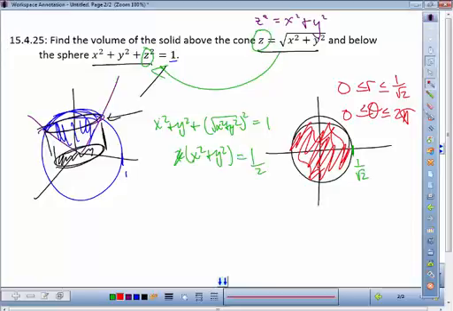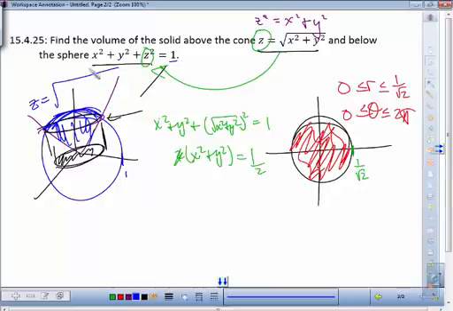Now we just need to figure out the top and bottom functions. Well, the top function is a sphere. And when we describe this in terms of z's, we need to get z by itself. Now, when we solve for z, we have positive and negative, but clearly this is the top half of the sphere, so we're looking at the positive part. The square root of 1 minus x squared minus y squared is the top half of the sphere. And the bottom function is the cone, which is the square root of x squared plus y squared.